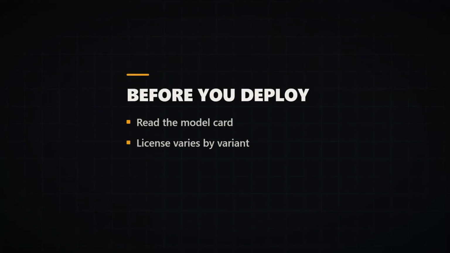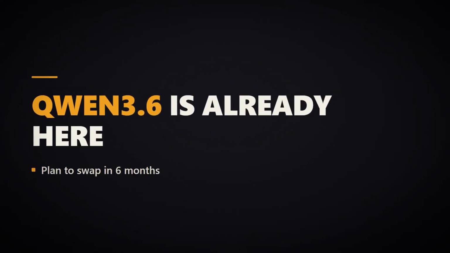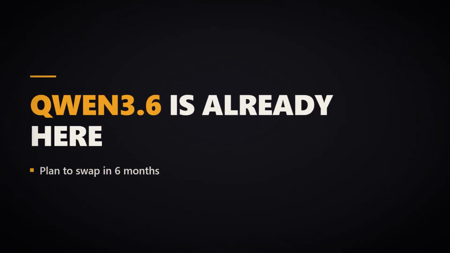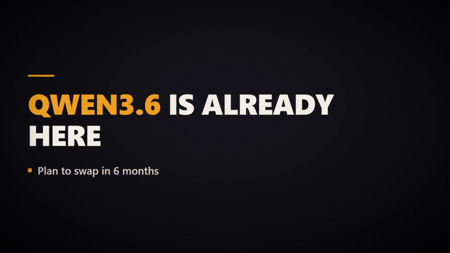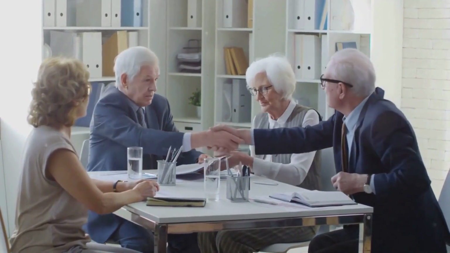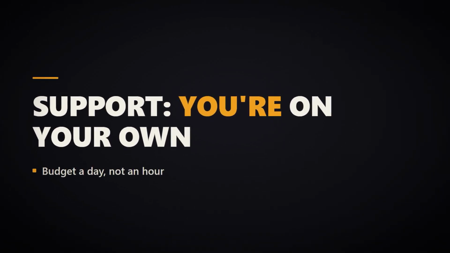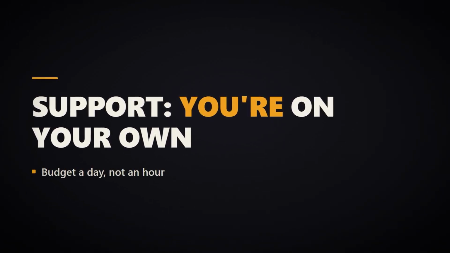Task quality. A distilled 8B model handles triage beautifully and blows up on novel policy questions, so the routing rule matters more than the model choice. Version cadence. Qwen3.5 and Qwen3.6 already exist on Hugging Face, and the download counts on Qwen3.6 35B tell you where the community is heading. Whatever you pick this week, plan to swap it in 6 months. Support. You are on your own with Ollama and vLLM. If nobody on your team has touched them, budget a day for the setup, not an hour.